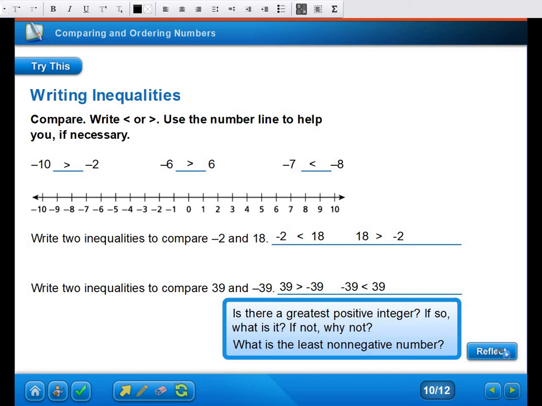So what is the least non-negative number? If we're looking at non-negative and we're looking for the smallest non-negative number, which one would be the smallest? And we're just going to focus on integers here. The smallest non-negative number would be 0, because 0 is not positive and it's not negative.